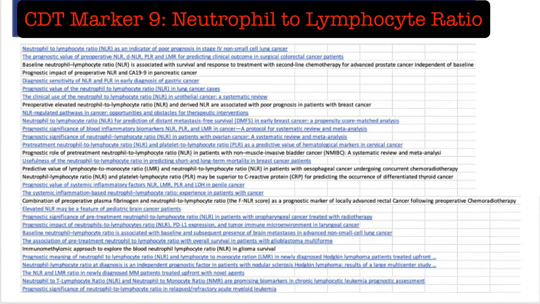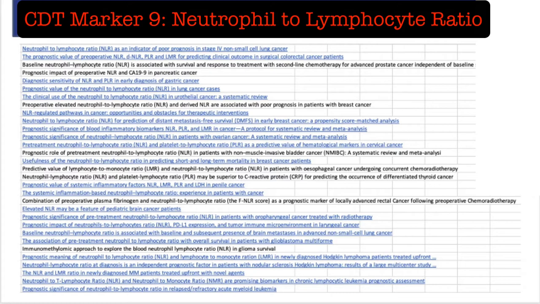But here's the name of the paper tied to each one of these links. Baseline neutrophil to lymphocyte ratio associated with survival and response to treatment in advanced prostate, gastric, and esophageal cancer. The important one is, where do we have it? It's predictive in pediatric glioblastomas, I believe.